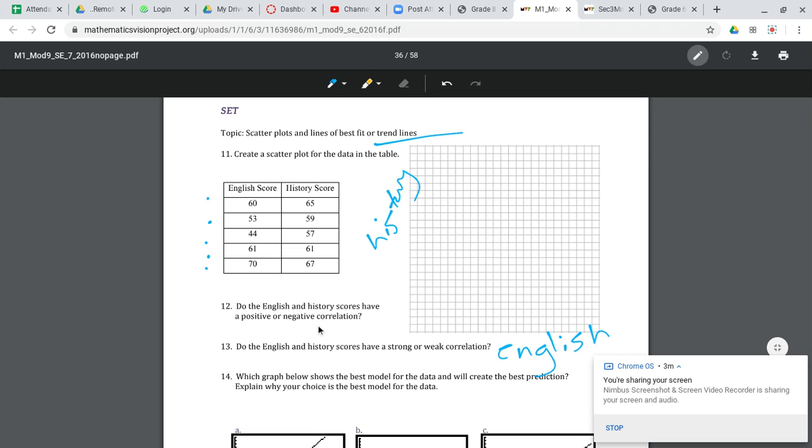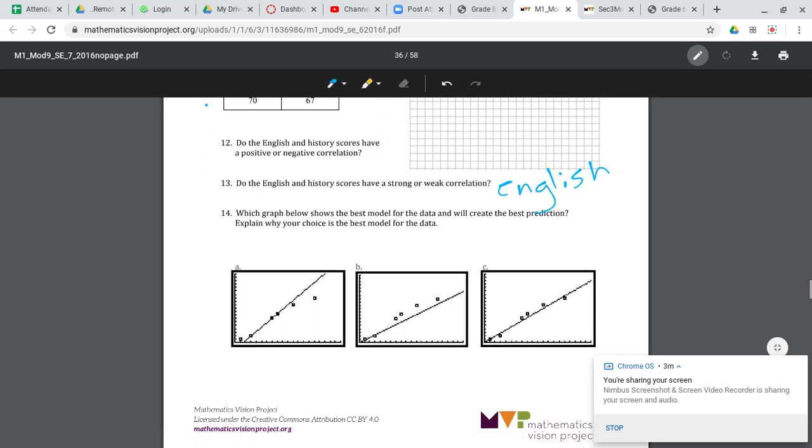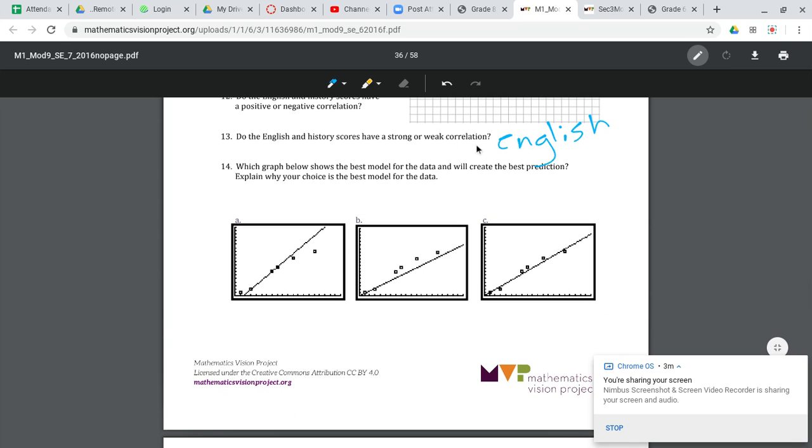So it's dealing with positive or negative correlation. Think of it in terms of slope. Would it have a positive slope or would it have a negative slope? And then for 13, does it have a strong or weak correlation? So strong correlation means that the points are very close together and they essentially form a line, whereas weak correlation means they're kind of all over the place. So it's hard to really tell whether it's positive or negative per se when it's a weak correlation.